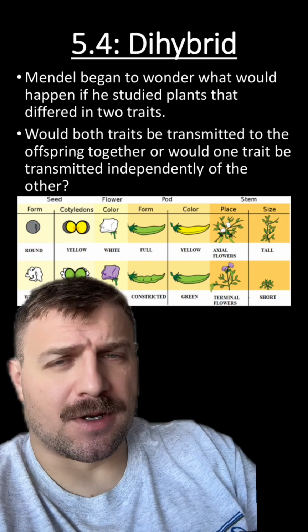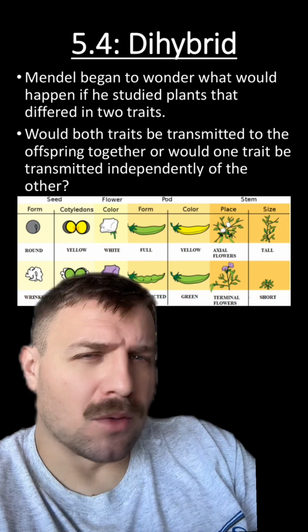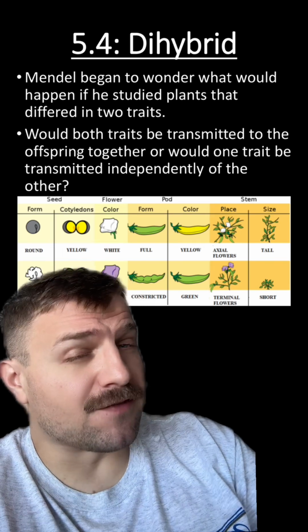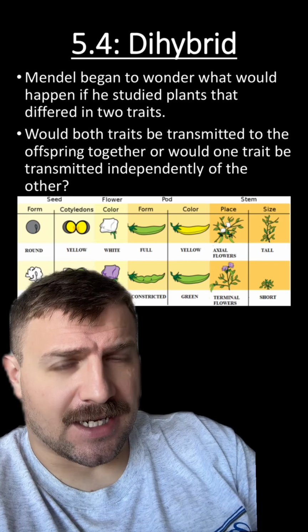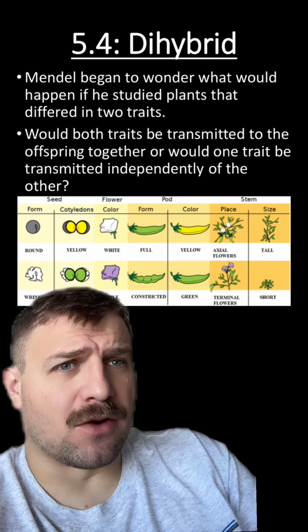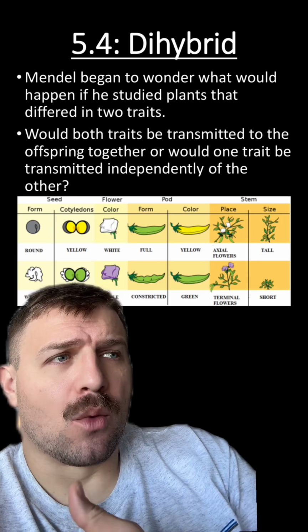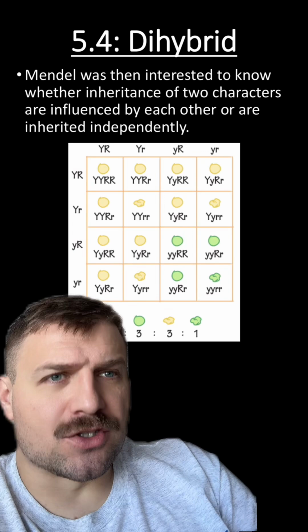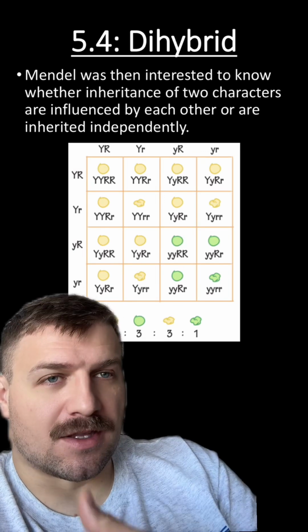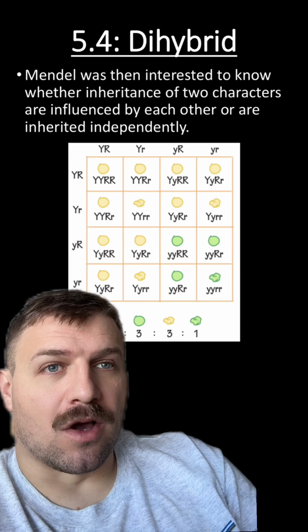experiments. During his experiments, Mendel started to wonder what would happen if he studied two different traits when looking at his data. So basically, he wanted to see if there was another pattern that he could see when looking at these two traits. And he also wanted to see if there was some influence the traits had on each other when looking at the offspring.